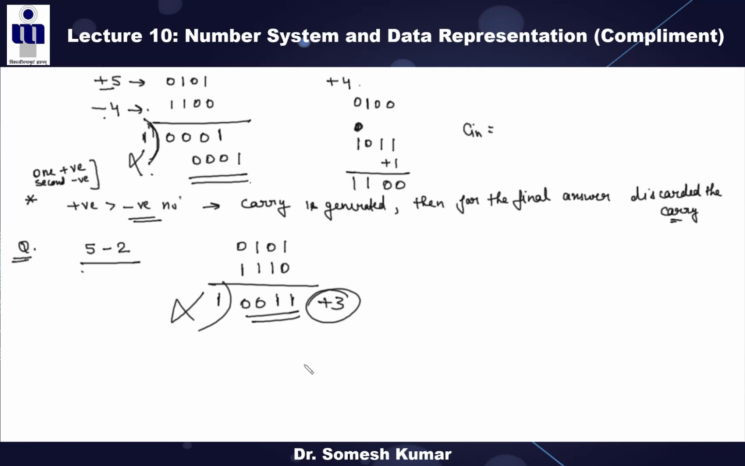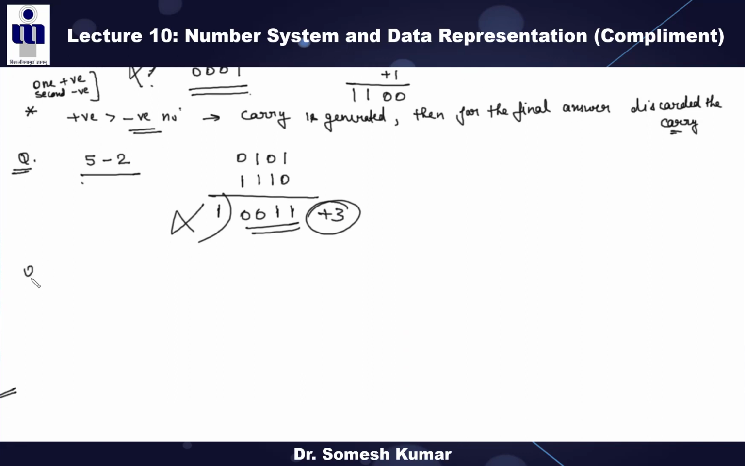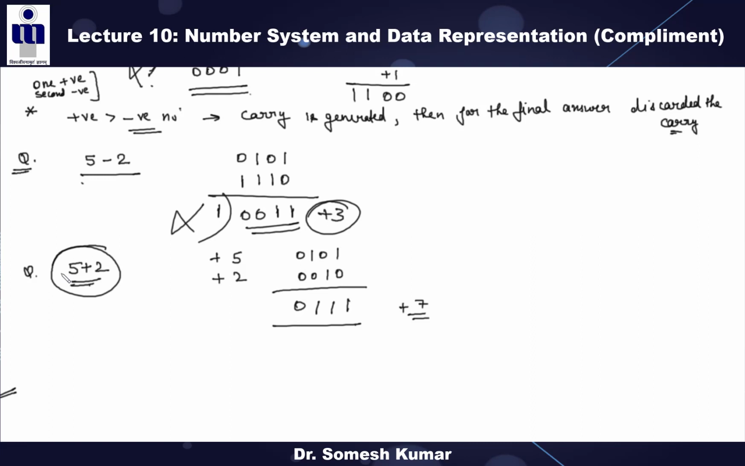Now we are taking one more example based on this. What is 5 plus 2 using the 2's complement? What is plus 5? This is plus 5 plus 2, and the answer is this. This is plus 7. Now tell me about the overflow. Is overflow there or not? First check the overflow condition. Yes, they have the same sign, so overflow may exist in this case.